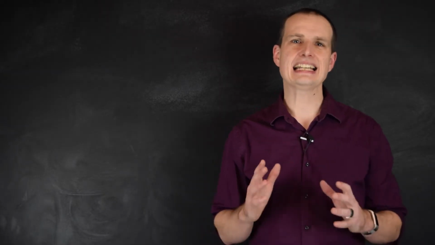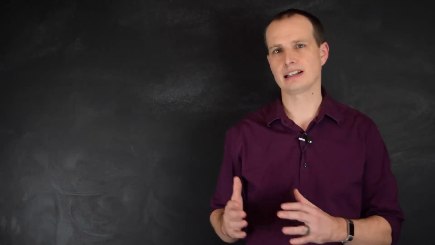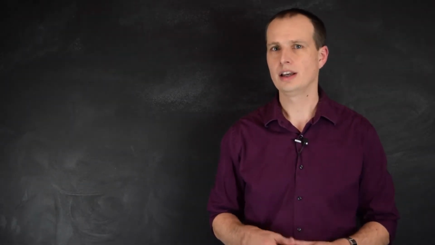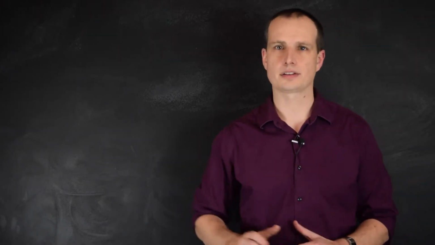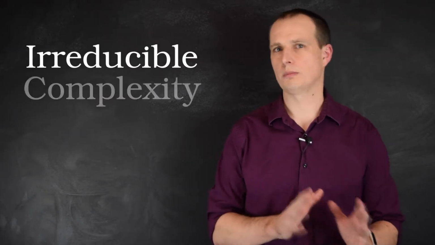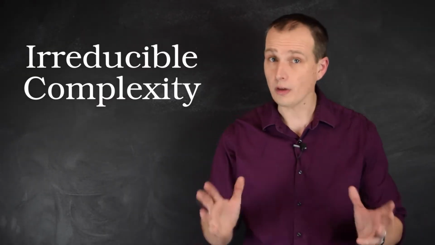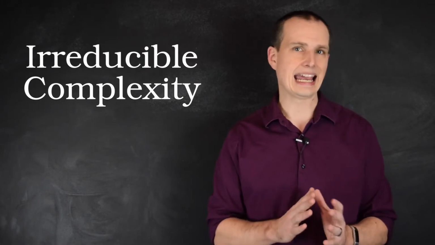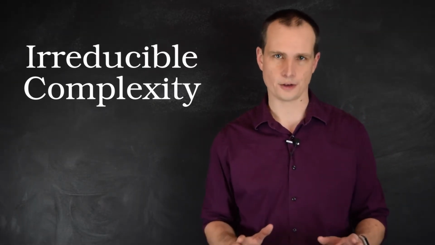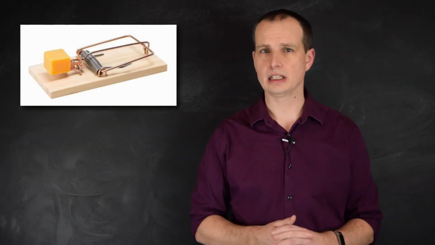In his 1996 book, Darwin's Black Box, Michael Behe, an American biochemist and professor at Lehigh University, coined the term irreducible complexity. An irreducibly complex object is one that has all of the parts it needs to function and cannot be reduced any further. A mousetrap is an elegant example of an irreducibly complex item.